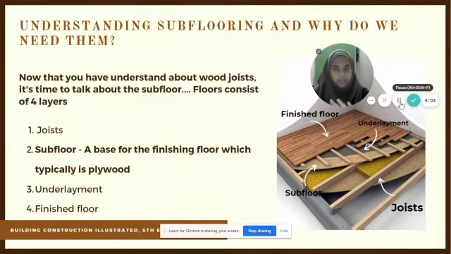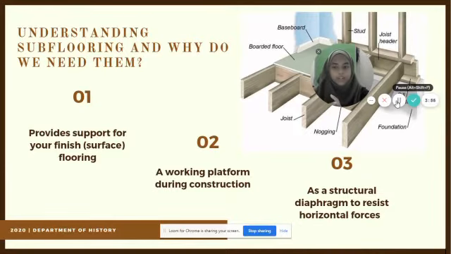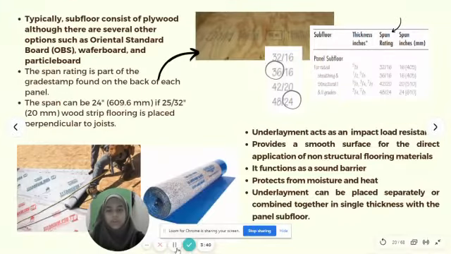So why do we need subflooring so badly? First of all, it provides us a support layer for your finished flooring. The second one, a working platform during construction. And the third one is a structural diaphragm to resist horizontal forces. Typically, wood subflooring consists of plywood for the panel, although there are several other options such as oriented strand board, wafer board, and particle board, all 3 of which I will show later.